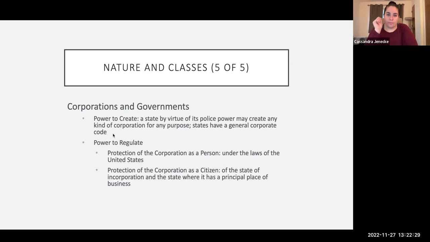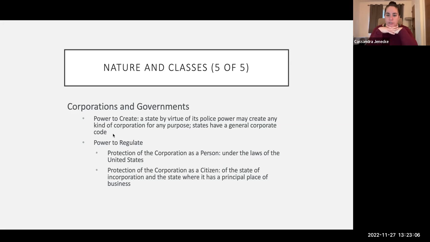Now, the government has the power to create corporations through its police power. They can create a corporation for any purpose, and states will typically have some sort of general corporate statute code. California has it. Most other states have it. Of course, as we've talked about before in this class, there are also uniform laws associated with corporate formation, and we'll talk about that a little bit later. Where the government has the power to create, more often than not, that same police power also gives them the power to regulate.